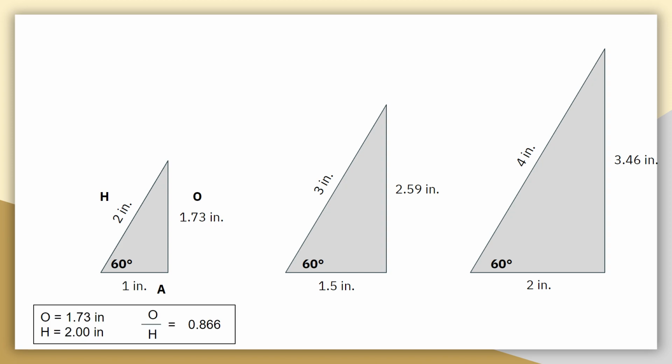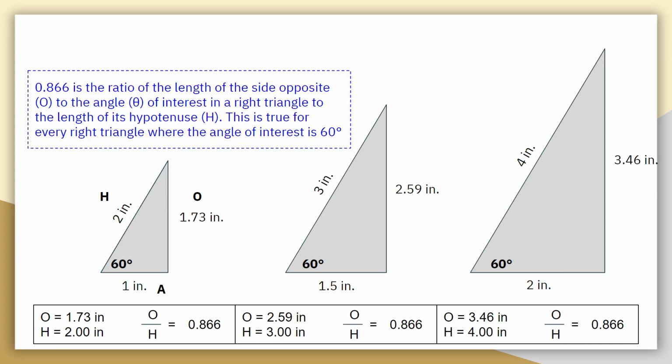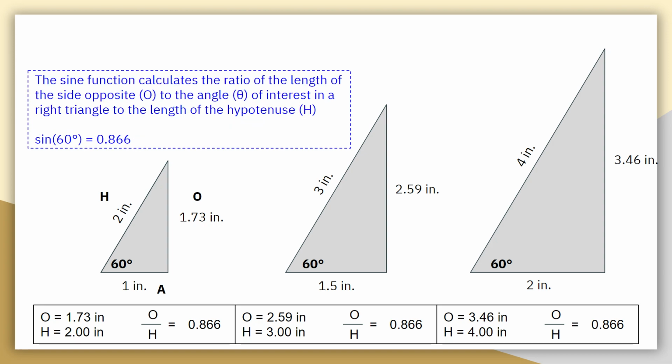For example, the opposite side to that angle of interest to the hypotenuse was 0.866 in the small triangle, in the medium-sized triangle, and in the large triangle. That 0.866 was the ratio of the length of the side opposite to the angle of interest in a right triangle to the length of its hypotenuse. It was true for every single right triangle where the angle of interest was 60 degrees. The mathematical operation they used for that relationship was sine of 60 degrees.